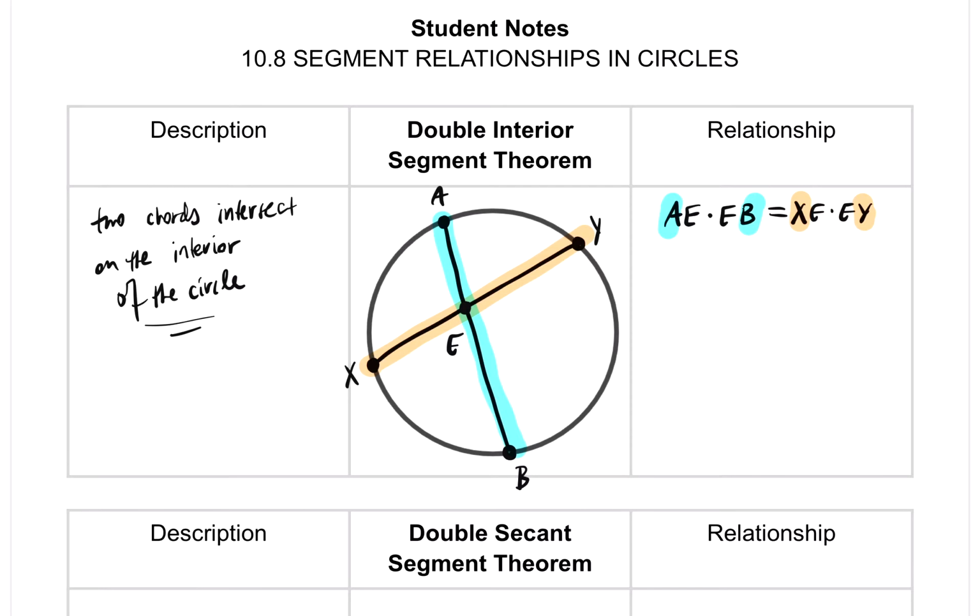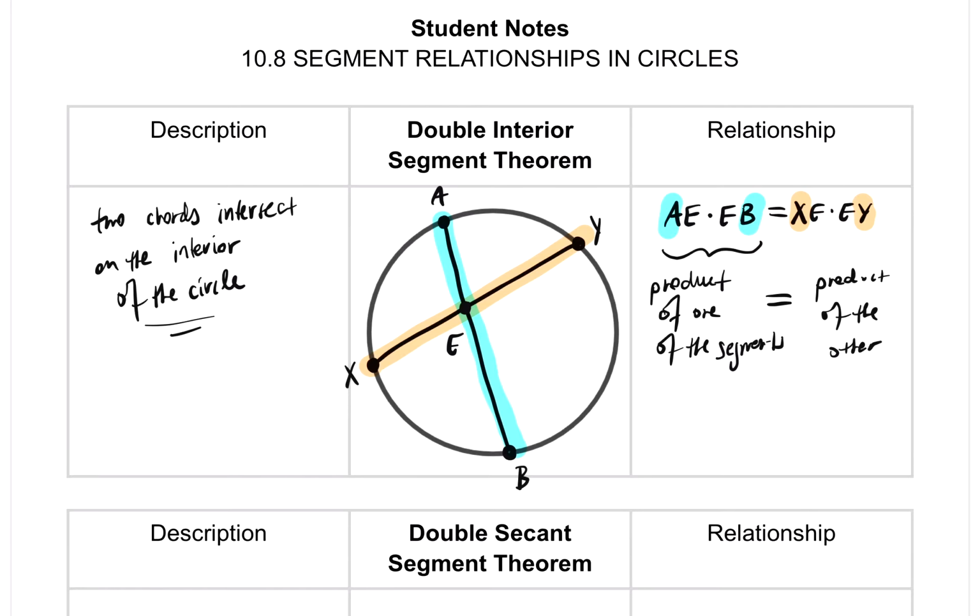Okay. Now, easy way to look at this is that this is the product of the segments of one of the pieces, one of the segments, equals the product of the other. Product of the other. Okay? So it doesn't really matter which line is which. It doesn't matter which one's going up or down or whatever. As long as you split them up by the point they intersect by, then multiply those pieces across.